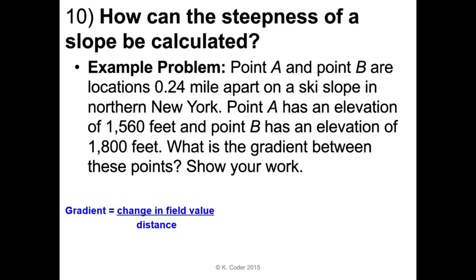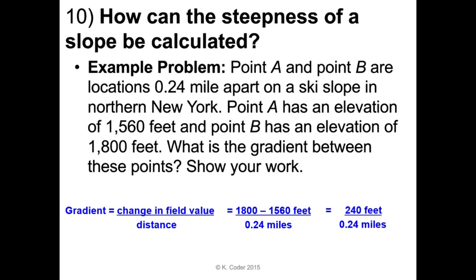Gradient equals the change in field value over distance. In other words, the change in elevation over distance. So we want to calculate the change in elevation. We're going to take 1,800 feet and subtract 1,560 feet, and divide it by 0.24 miles. You can reference the word problem above if you want to see how I plotted these values. So I'm going to do the math. 1,800 minus 1,560 feet is 240 feet. Now I'm going to take that 240 feet divided by 0.24 miles.